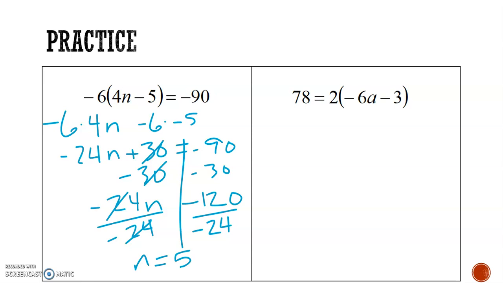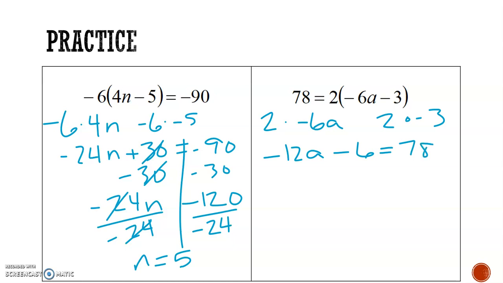Okay, so on this one, again, because the distributive is on the right, I'm going to take care of that, and I'm actually going to flip it over to the left. If you want it on the right still, that's fine. You can write 78 equals and then bring that down on the left side. But I'm going to go ahead and move this over to the left. So we have 2 times negative 6a, and we have 2 times negative 3. So 2 times negative 6a is negative 12a. 2 times negative 3 is a negative 6, so minus 6.